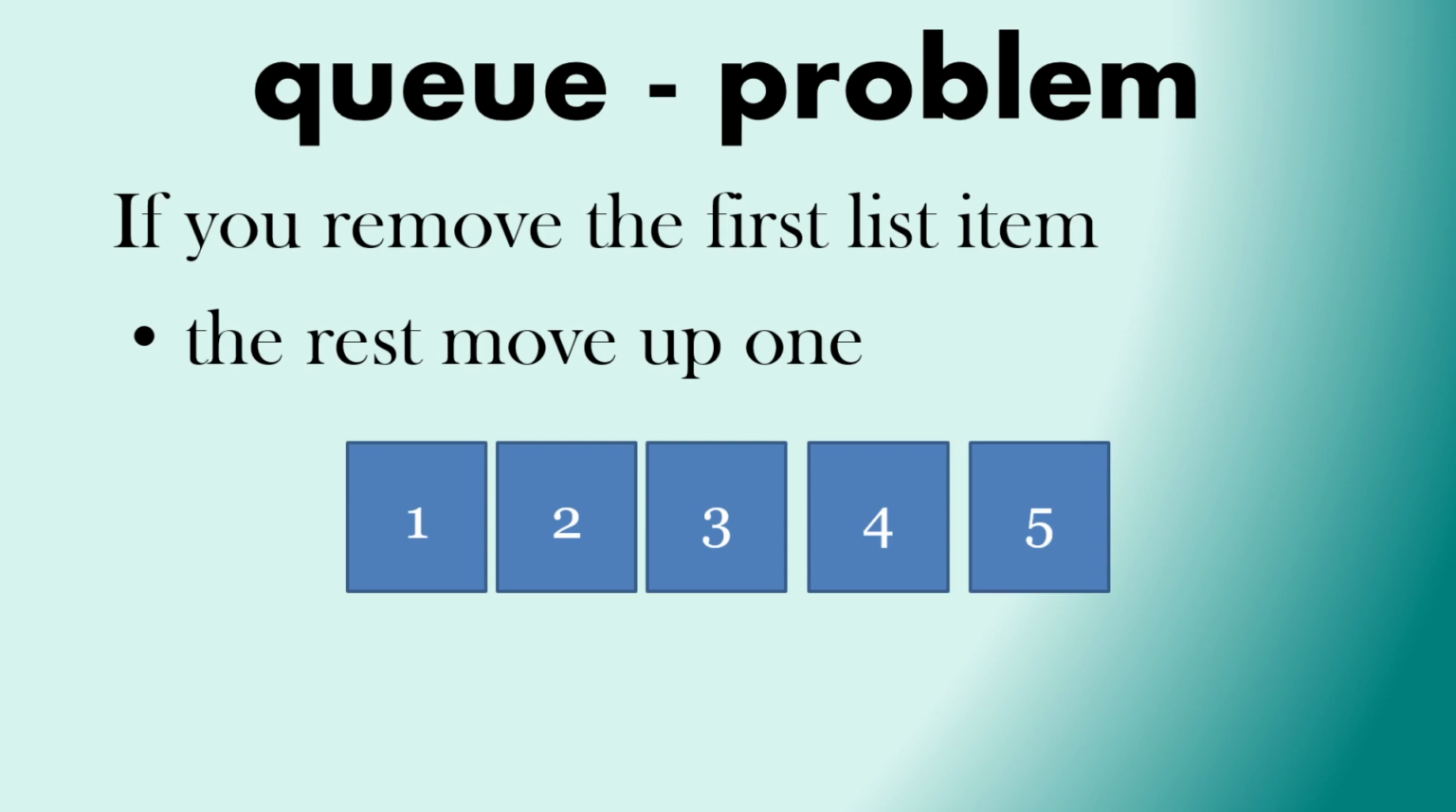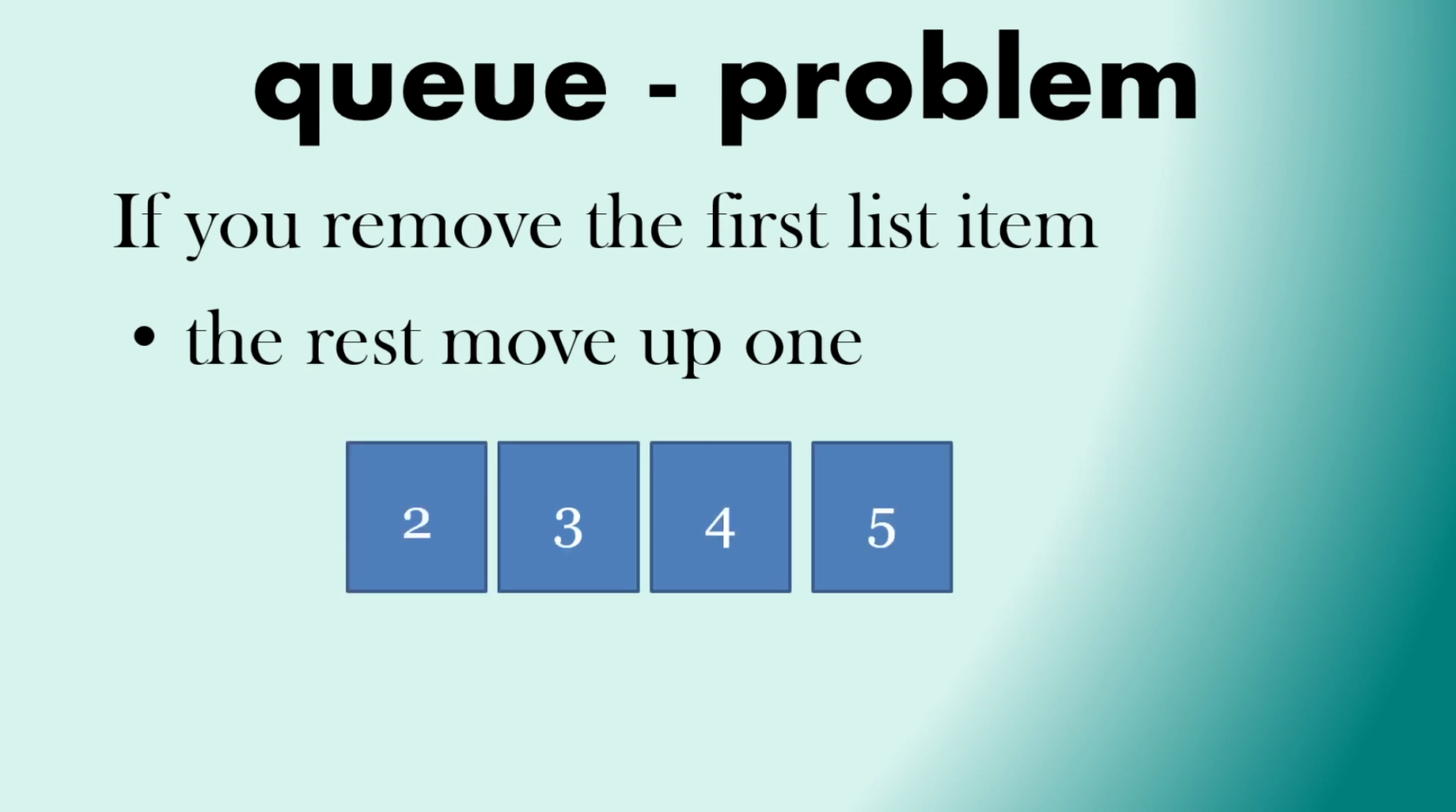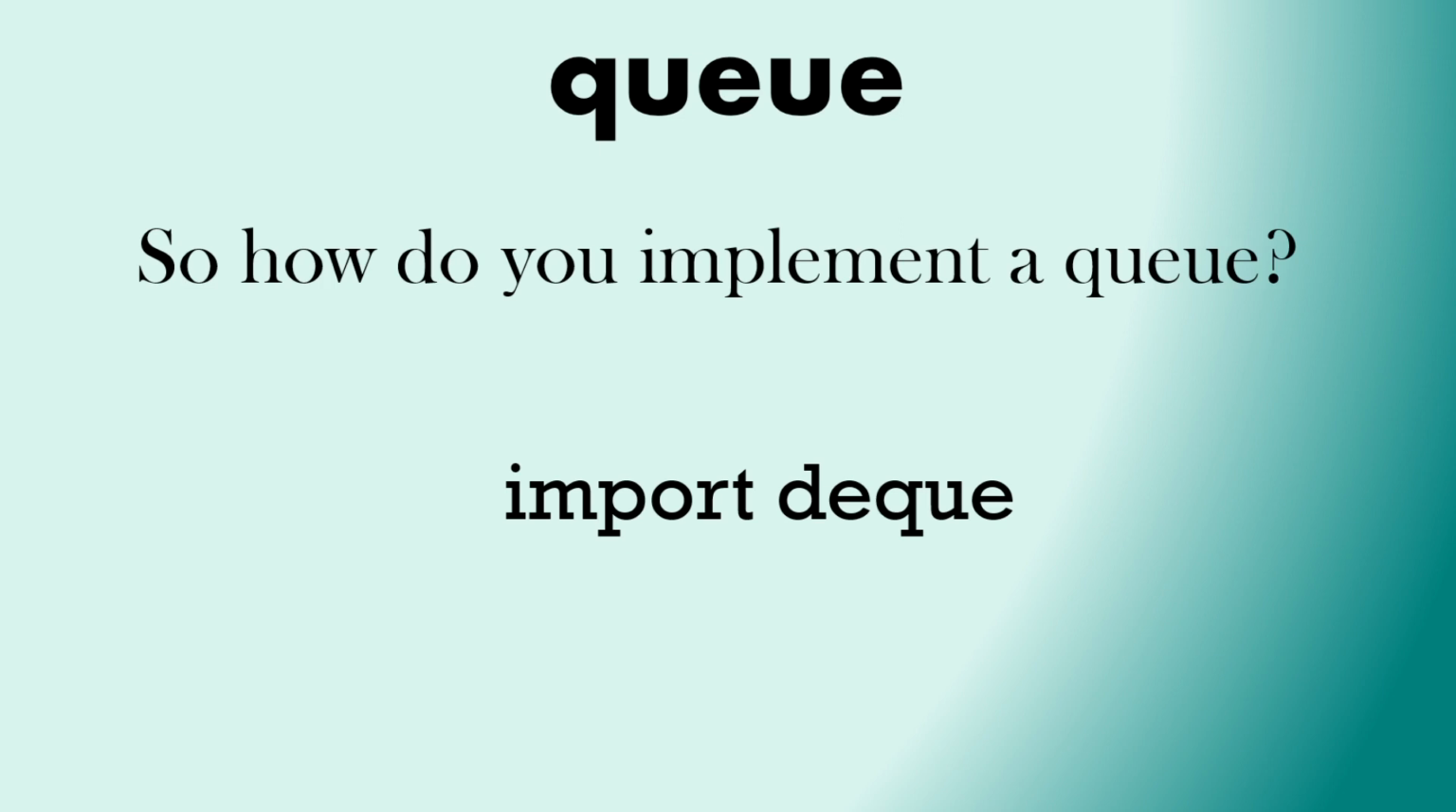So there's a problem with this because when we use a list in Python, we don't normally take something from the beginning of the list. So if we remove the beginning, then all the other items have to move up, which is not very efficient. So how do you implement a queue? Simple. You use deque, the double-ended queue that's in from collections. Let's have a look at that in the code.